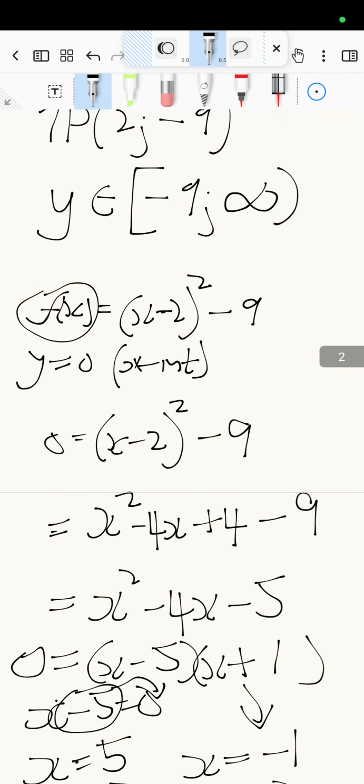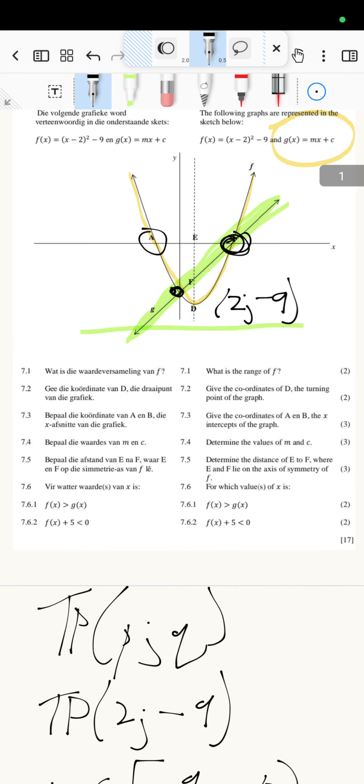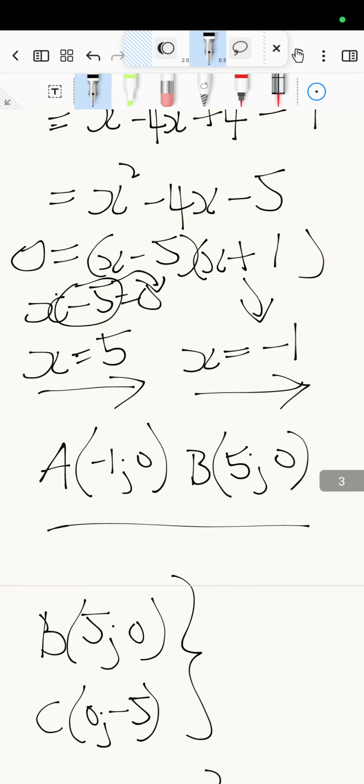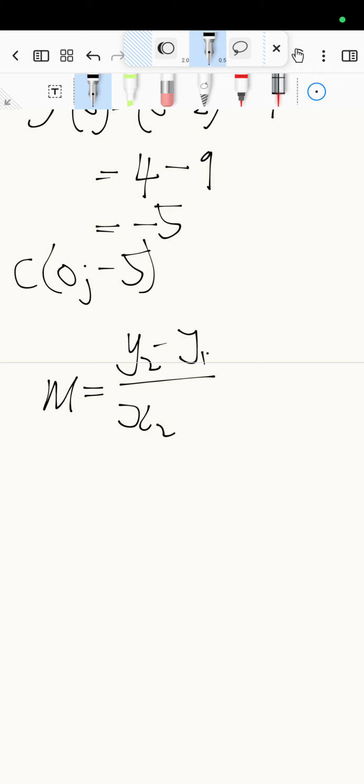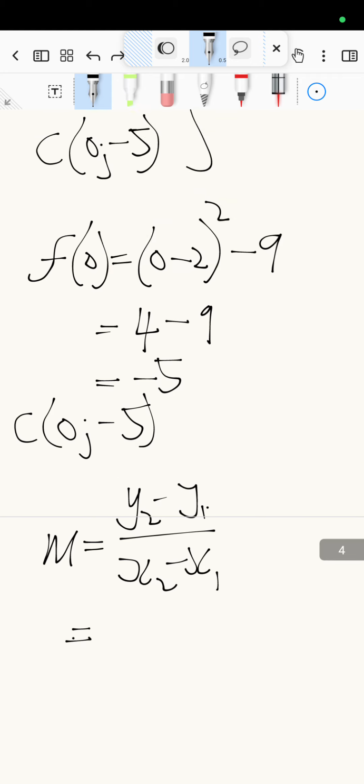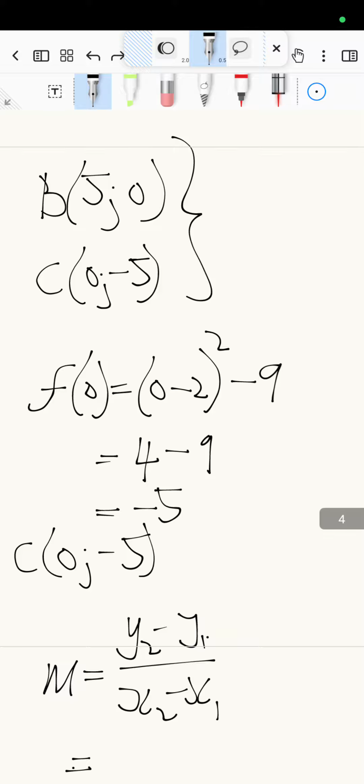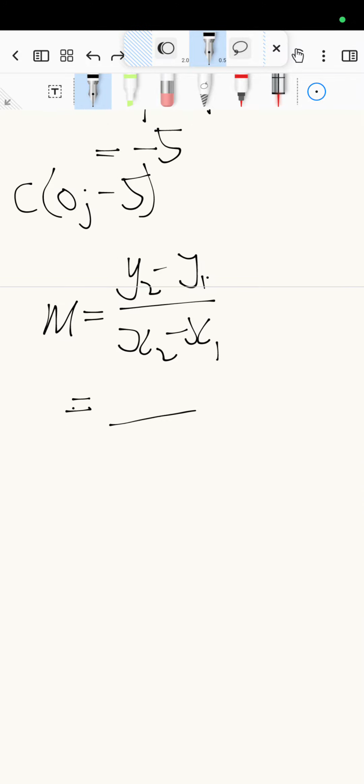And we are going to use coordinate B and coordinate C to determine the equation of our straight line. We're going to find M first. M is the gradient. And we are going to use our gradient formula. So we're going to say M is equal to y2 minus y1 over x2 minus x1. Okay, and I'm going to do the substitution together at the same time, right? So what is one of my coordinates? I'm going to put C in first, which is 0 and minus 5. The x value is 0. The y value is minus 5.